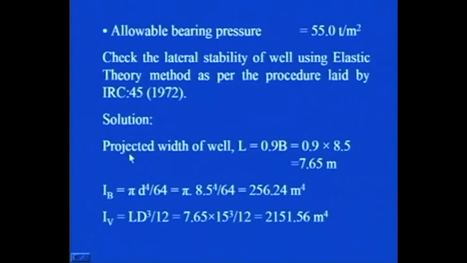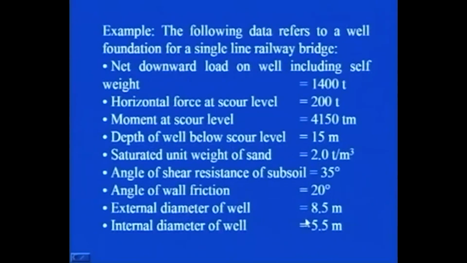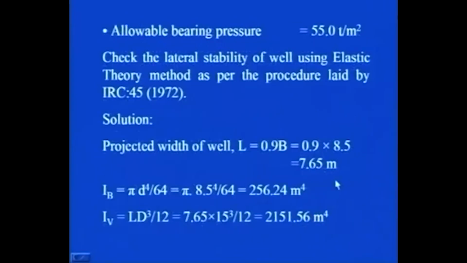So, let us see how you can proceed with the solution of this problem. First, as I told you, the projected width of the well is equal to some shape factor multiplied by the dimension of the well. In the case of a circular well, that shape factor was recommended as 0.9. So, the projected width of the well will be 0.9 times B, where B is the external diameter of the well, which is 8.5. So, L, the projected width of the well, will be 0.9 times 8.5, and that is equal to 7.65 meter.